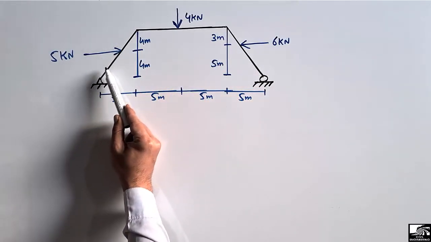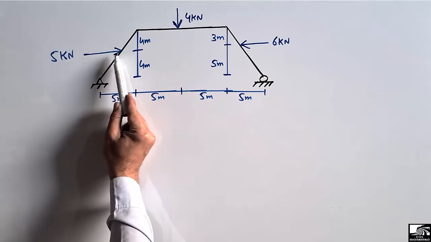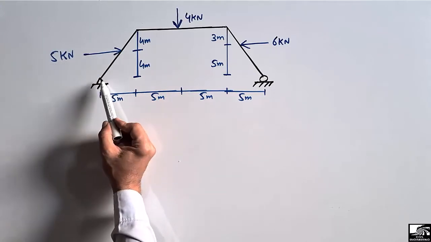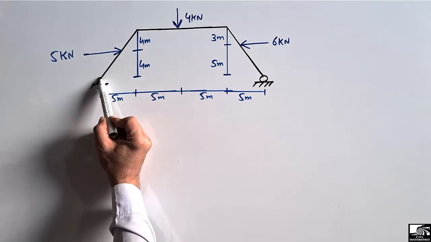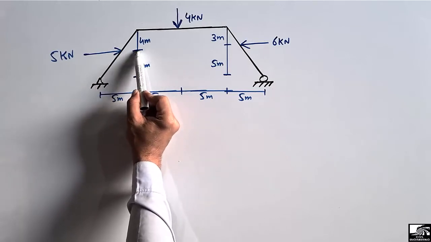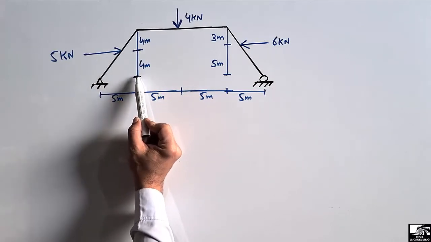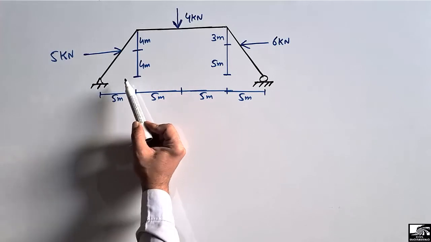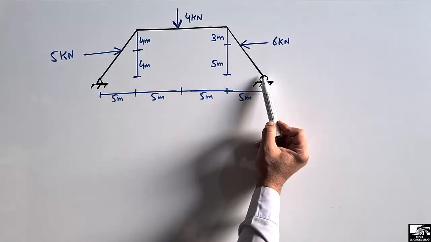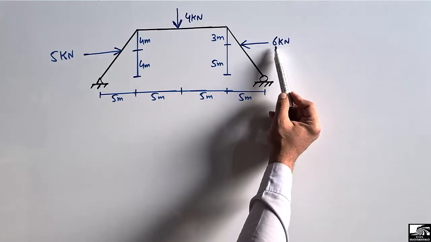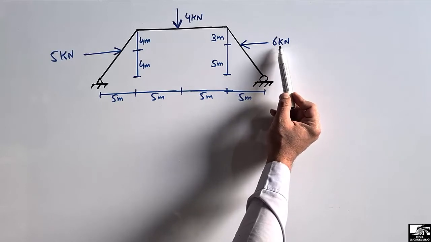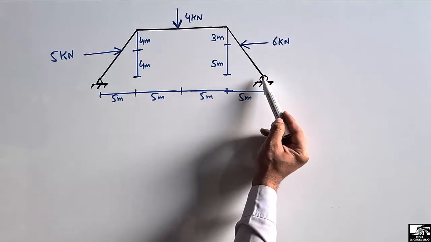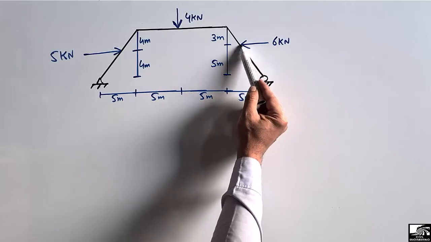The one inclined member has a horizontal or lateral load of 5 kN acting at a distance of 4 meter from this hinge support up to this point. So the distance from this point to this point is 4 meter. The other inclined portion of the frame has a lateral or horizontal load of 6 kN acting at a distance of 5 meter from the roller support up to this point.